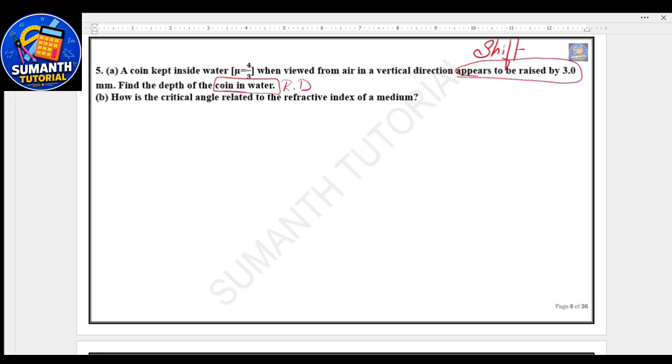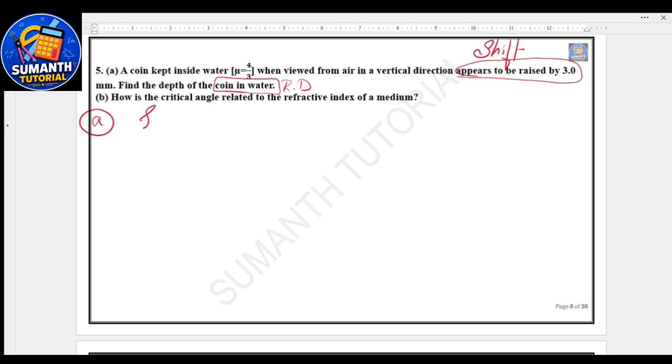I repeat, "appears to be raised by": the word itself indicates it is shift. Then find the depth of the coin in water. Now see here, it's very simple. Let us go for the direct one. This is the answer for A.